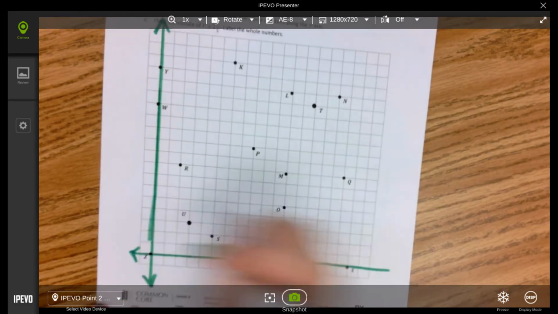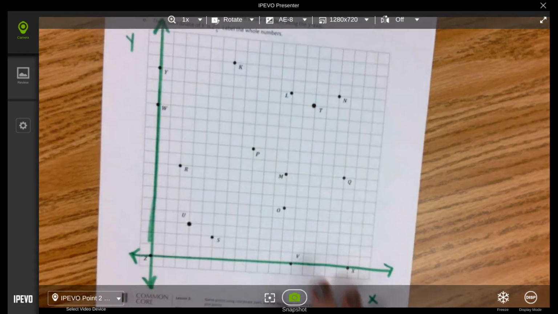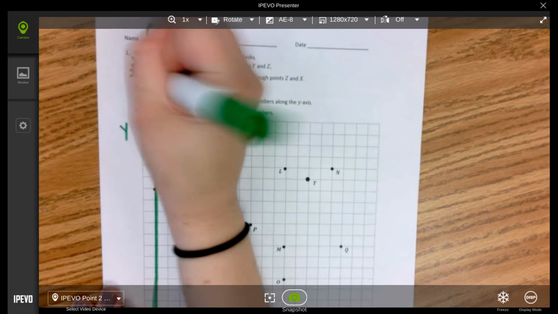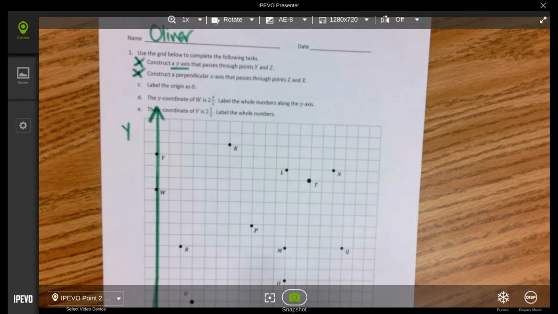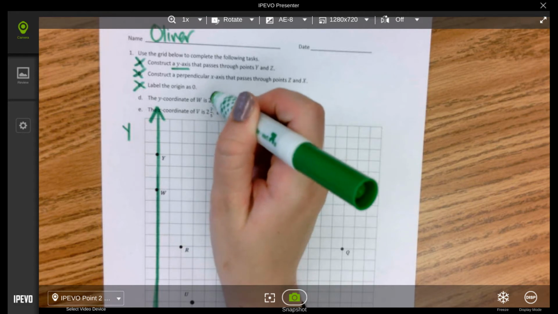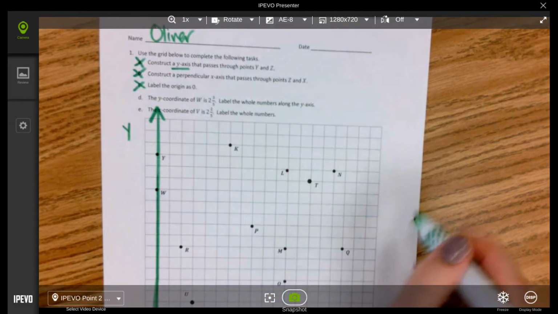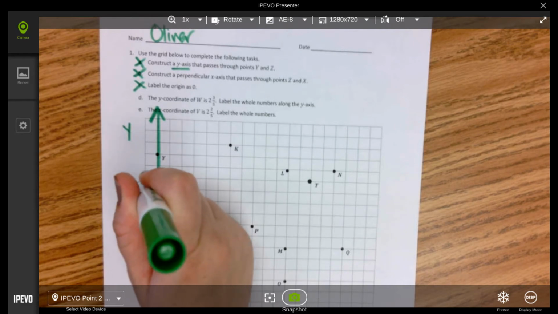Okay, make sure you draw your arrows. And I always like to label X, and here's my Y. All right, so point B is done. Label origin as 0. Remember, our 0 is down here. 0, 0. All right, the y-coordinate of W is 2 3/5. So this right here is worth 2 3/5.